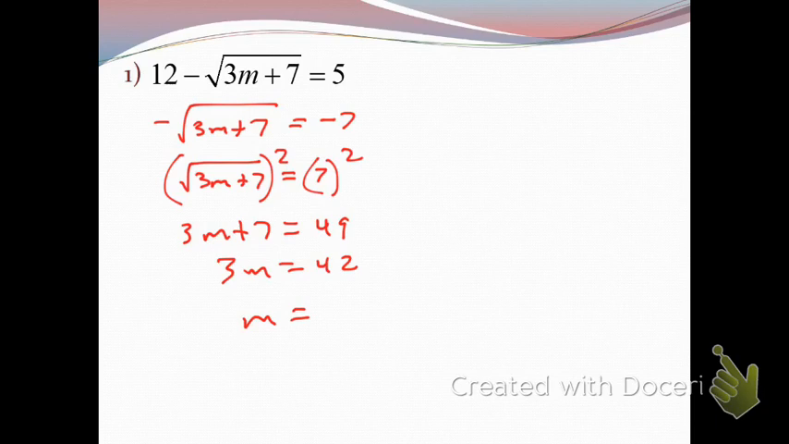3m equals 42. Divide by 3. M equals, what's 42 divided by 3? 14. All right, real quick, before we circle it, let's plug it in to the original. So we just said 3 times 14 is 42. 42 plus 7 is 49. What's the square root of 49? 7. 7 minus 7. Does that equal 0? Yes. So to help yourself, maybe put a little check mark to remind yourself that you did check it.